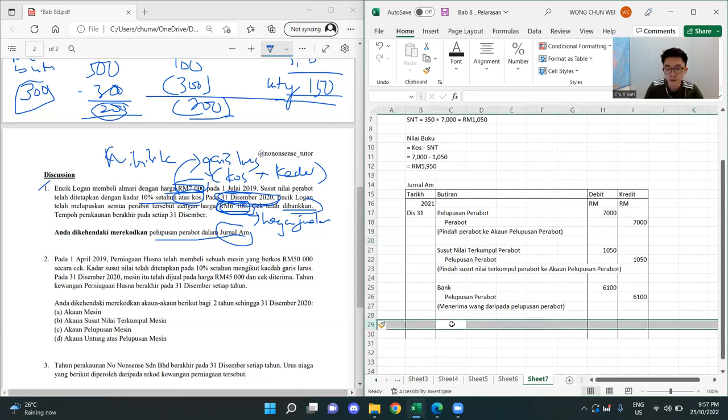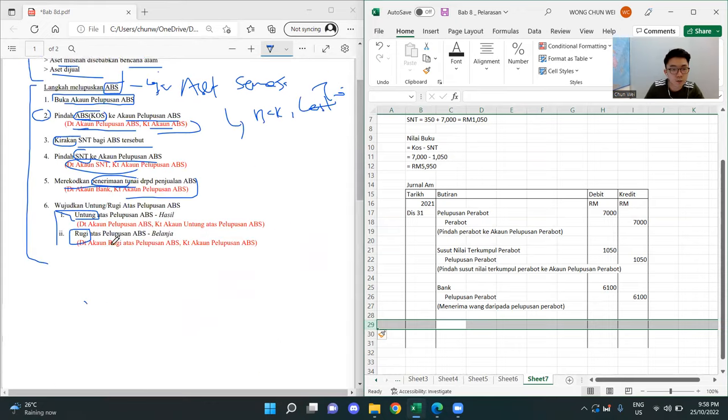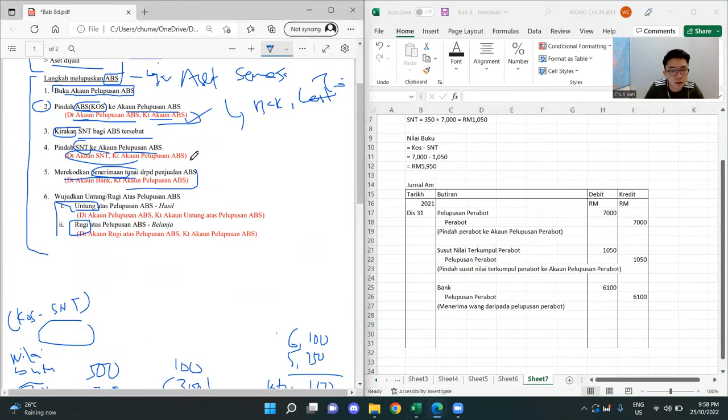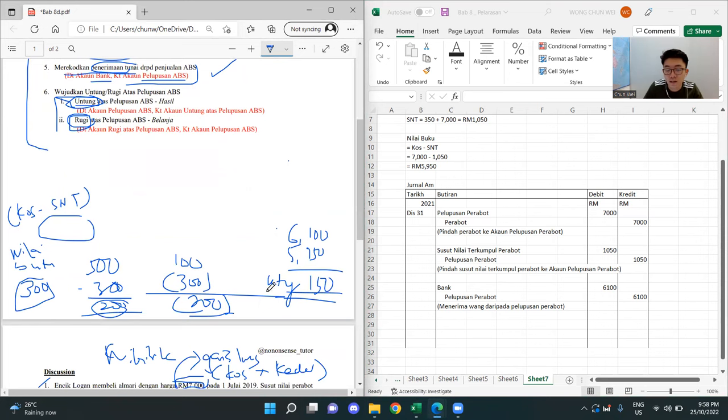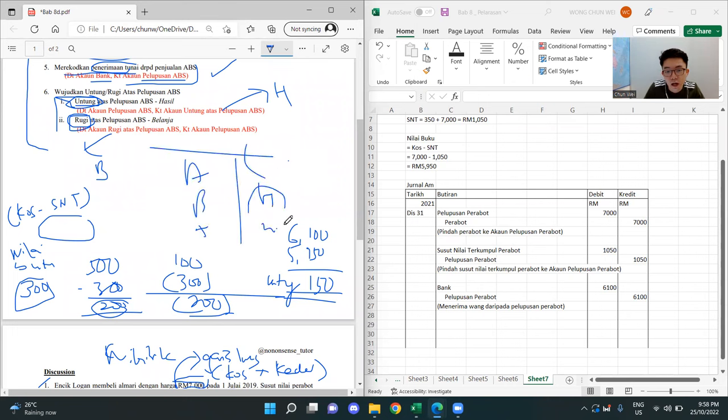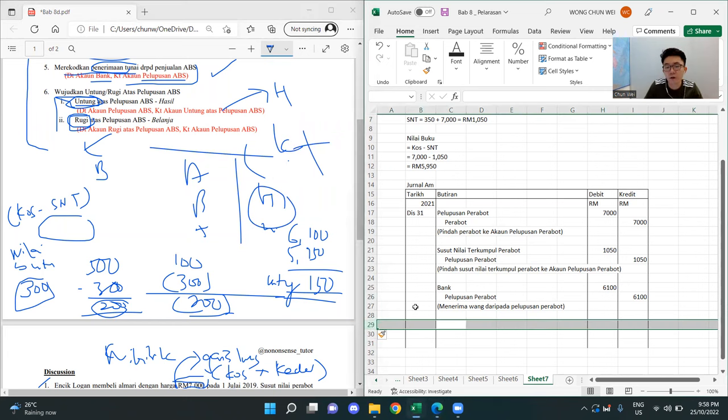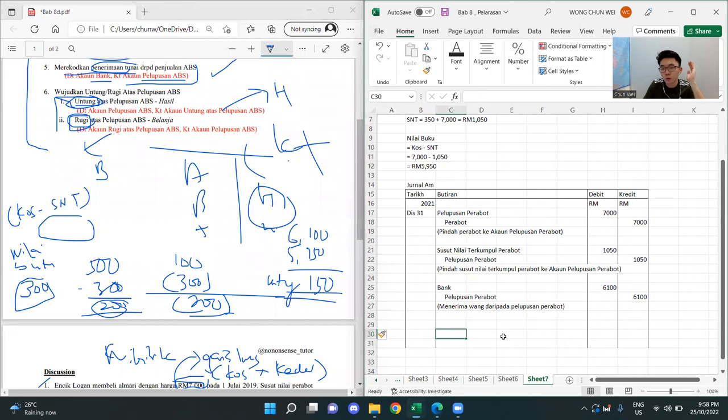Alright, then lastly, after you already did this one, debit bank and credit pelupusan aset bukan semasa, we now can record, is it a untung or rugi? So we already calculated, it is a untung. If it's a untung, remember, untung is a hasil. Rugi is a belanja. So based on your abalim, hasil is always on the credit side. Therefore, if it is a untung, then you have to credit it.